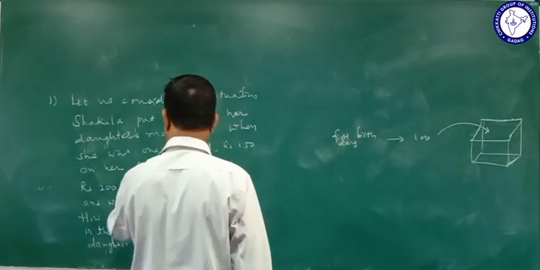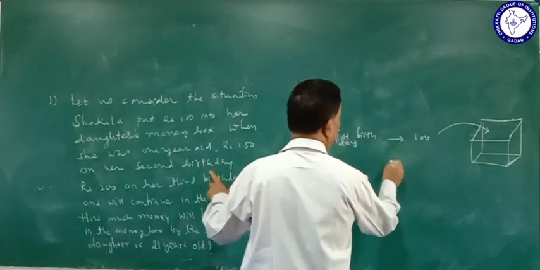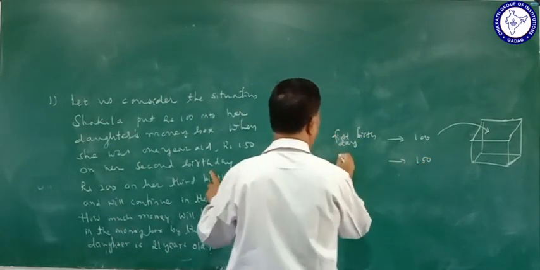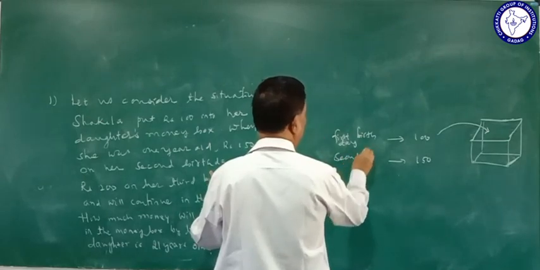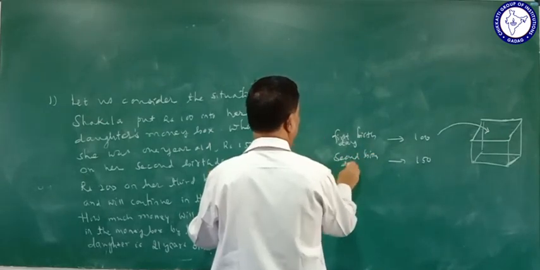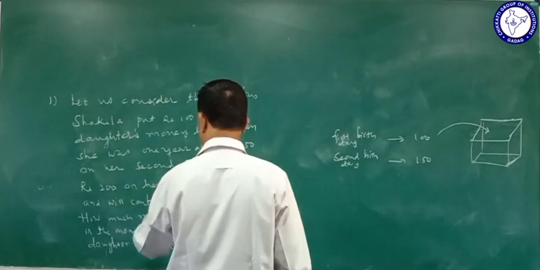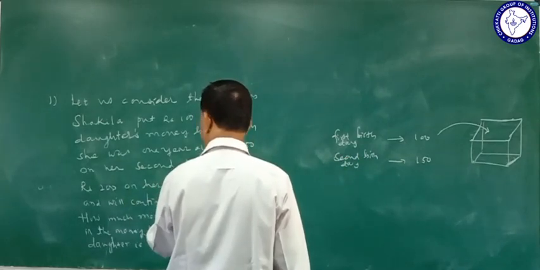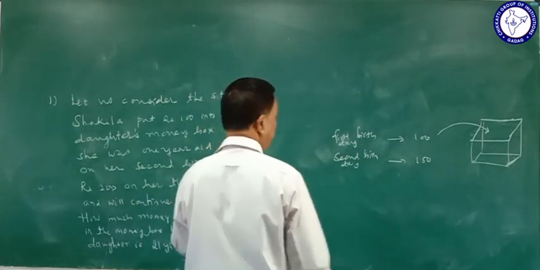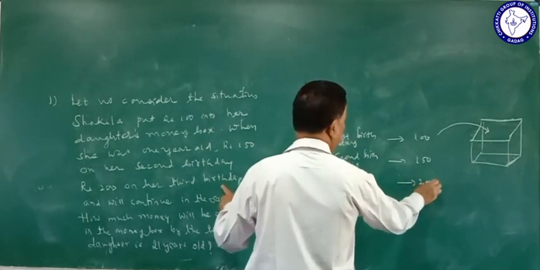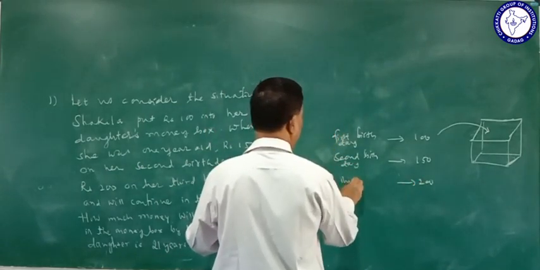Rs 150 on her second birthday. This is the second birthday. And Rs 200 on her third birthday. See, this is 200. This is the third birthday.